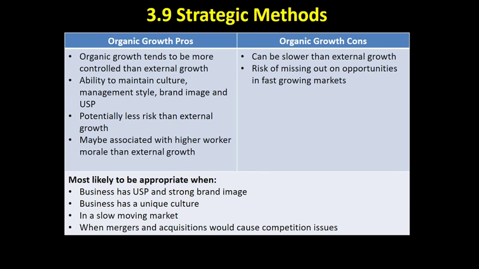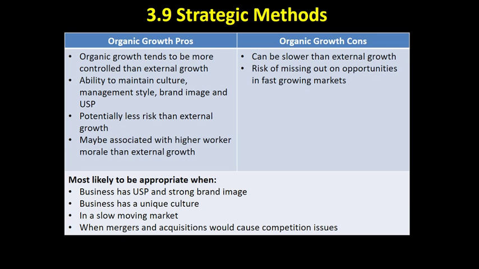It's a much slower form of growth than external growth. And of course, if we're in a fast-growing market, there's the risk of missing out on opportunities. If it's taking time to increase our product range or increase the number of stores, maybe we're missing out on opportunities that are available to us. So when is organic growth most likely to be appropriate?